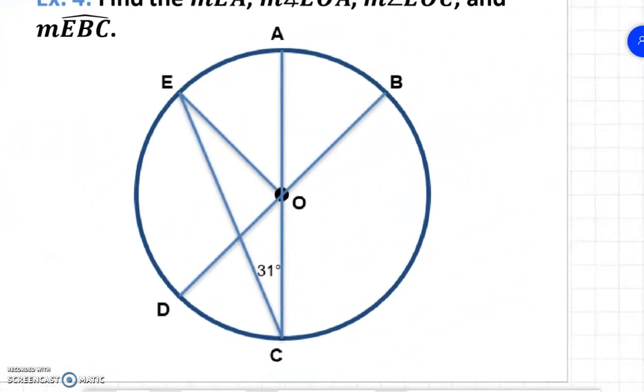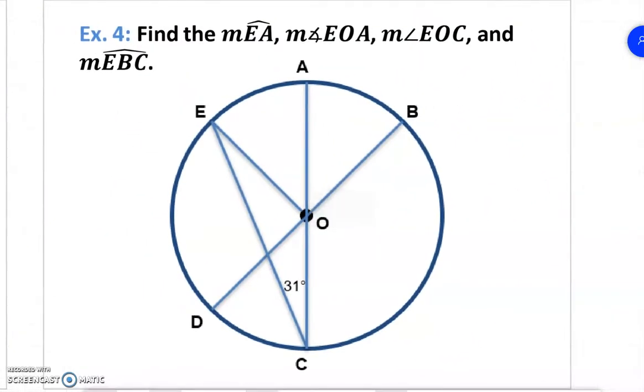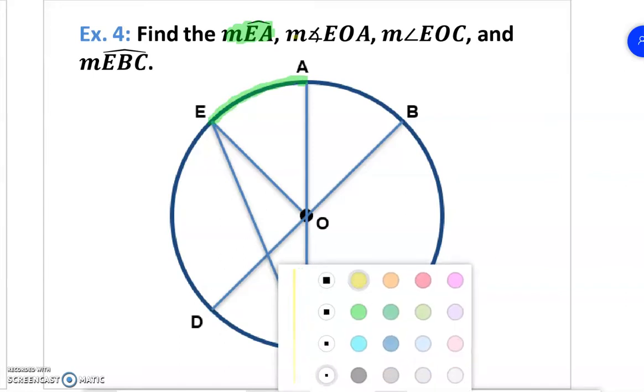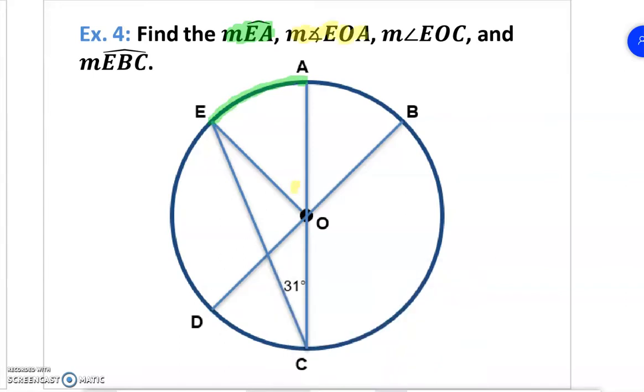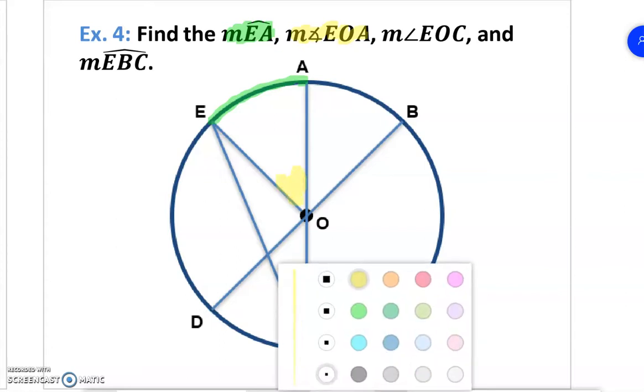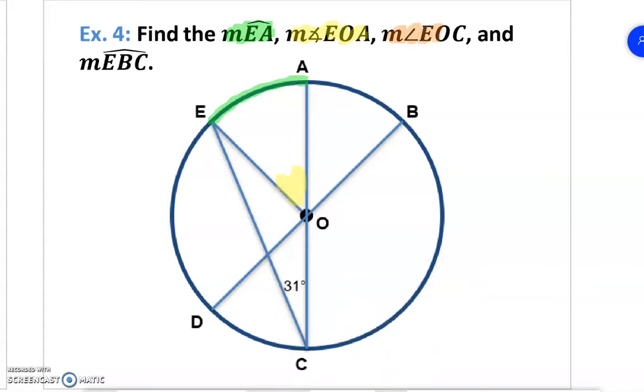And the last example for our notes, again, pause the video, make sure it's copied down. This one's a little bit more extensive, but let's take a look. It looks like they want us to find a couple different things. We're going to find the measurement of arc EA, that's this arc. We're going to find the measurement of angle EOA. So angle EOA is right in here. We're going to find the measurement of angle EOC. EOC is going to be this angle right here, this entire angle, EOC.